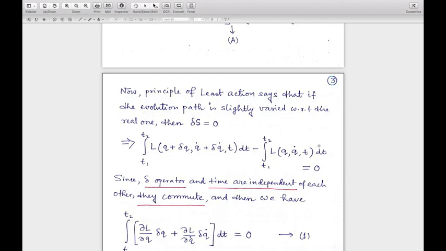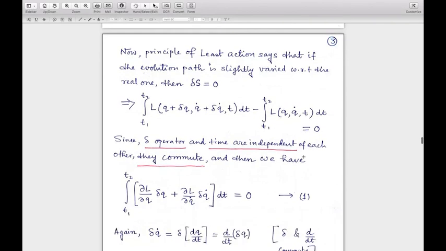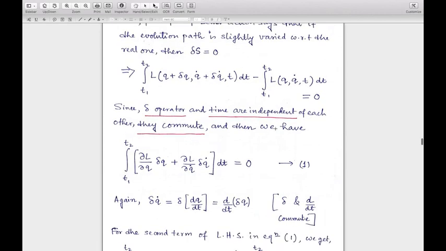And this is the action for the real path. We are claiming that the difference will be equal to 0, because this is the variation, or virtual variation, or virtual displacement of the action. Since we know that the delta operator and time are independent of each other, delta operator means you are changing the smallness parameter alpha, and time means you are changing the time directly. They are mutually independent, so that's why they commute.